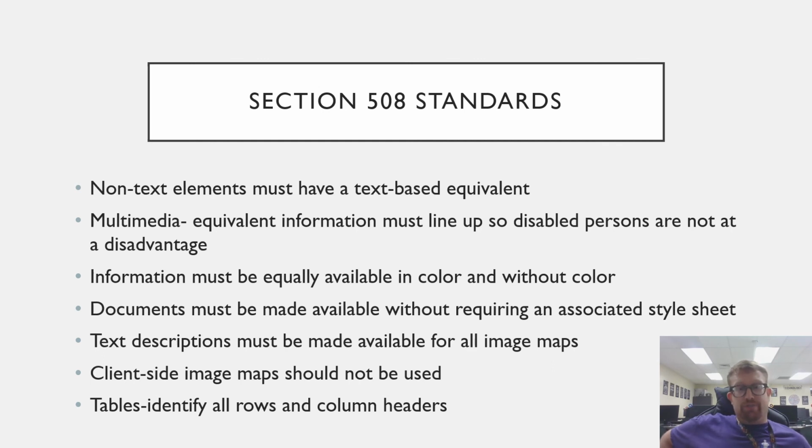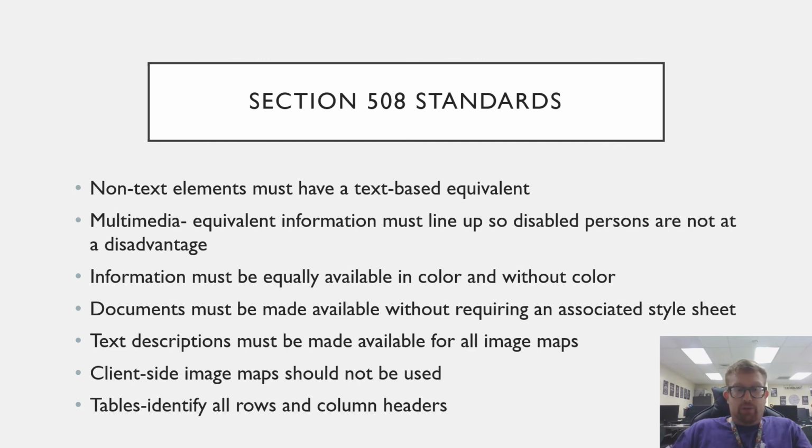Text descriptions must be made available for all image maps. We'll talk about image maps. Image maps are essentially different areas and hotspots where you can click. Imagine you have a big picture of the world on a web page. You could click on the different continents. Essentially, there would be a text description for each of those links. Okay, image maps we'll talk about later. That's an advanced topic in this course. Client-side image maps should not be used. This is essentially saying stuff that is put on the computer should not be used.